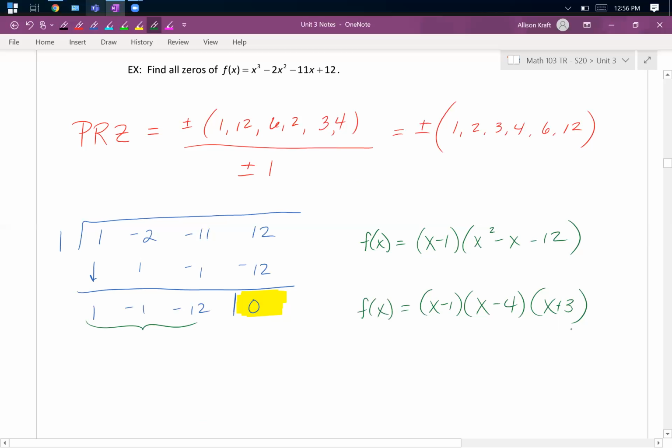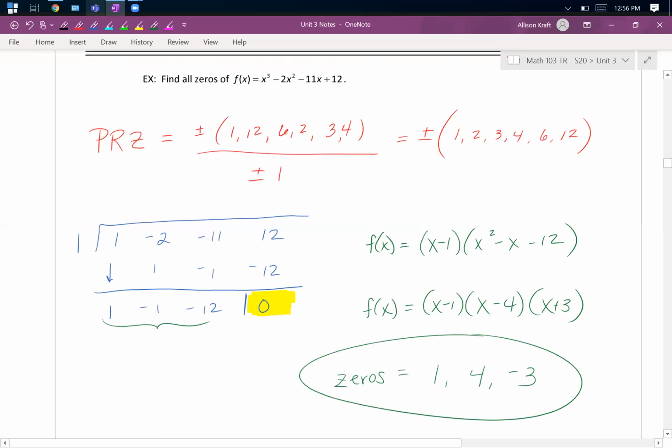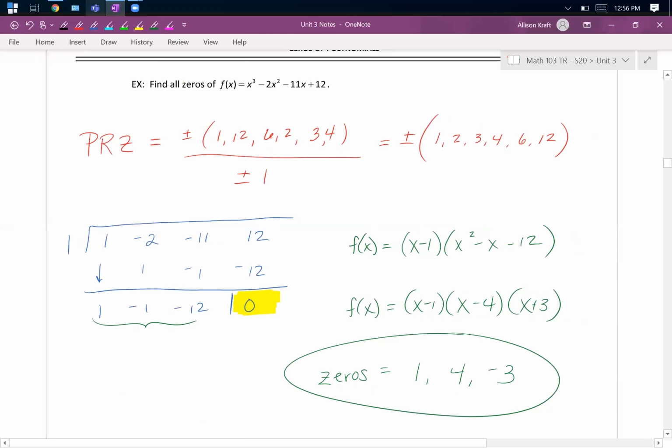So that's the factors, but the question is, what are the zeros? And we should get 3 of them. What are those 3 zeros? 1, 4, negative 3. There we go. Questions?